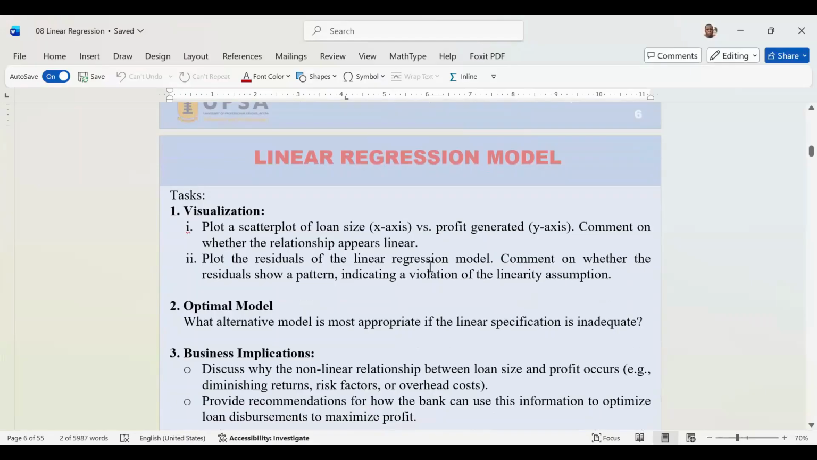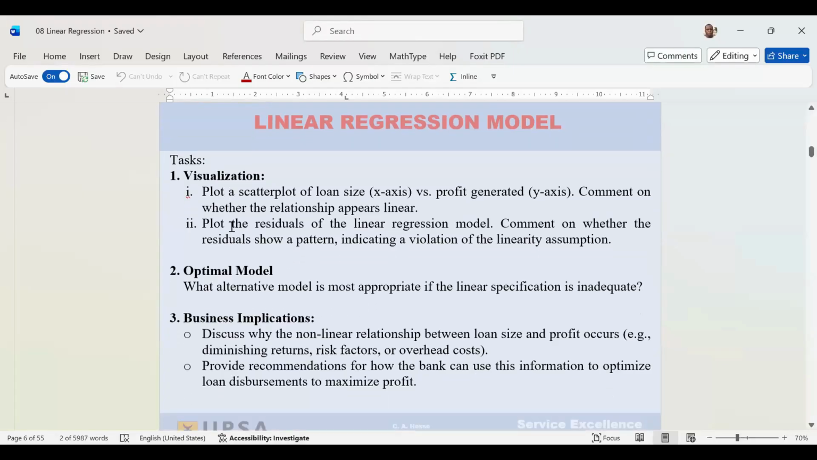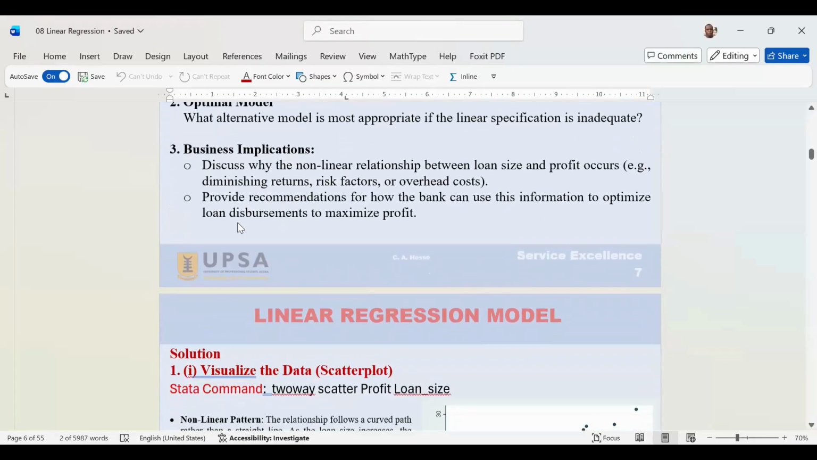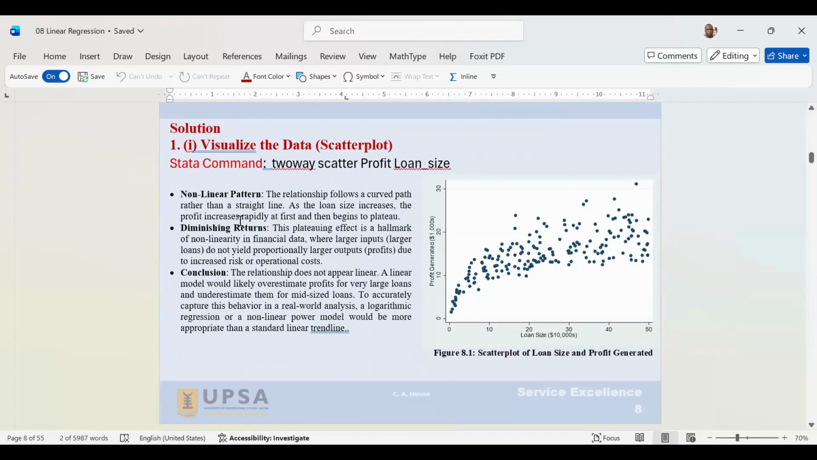The first thing they say we should do is to visualize our dependent and independent variable in the scatter plot. Then they also say we should plot the residuals, etc. Why do we need a scatter plot? You want to see whether the linearity assumption holds. When y and x are not linearly related, it means we need to transform the data. So that's the first thing we have to do. Then we determine the optimal model. So let's start with the visualization.